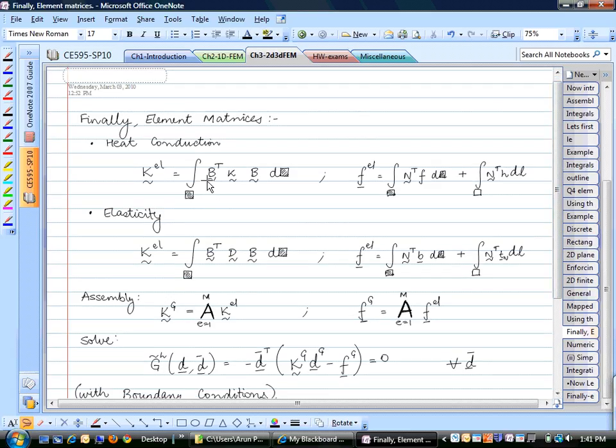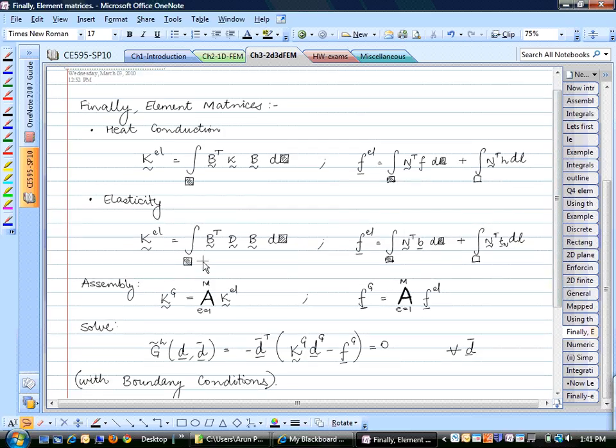So these were the B matrices for the heat conduction problem, and after that we are still not talking about how we are going to do the integral, but we know how to calculate the B, the K is given, this B, and so on, N transpose and all those terms we know how to calculate now for the actual element, not the parent element.